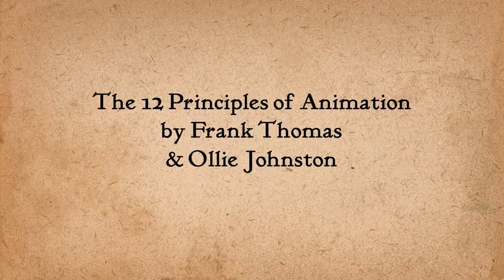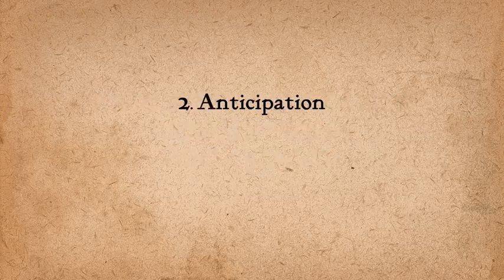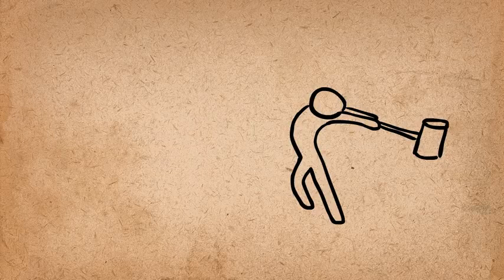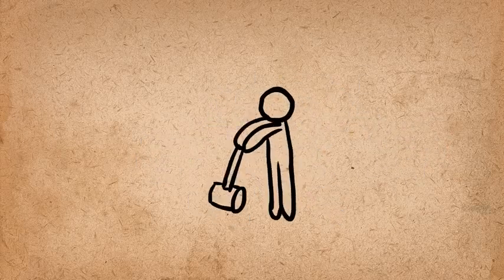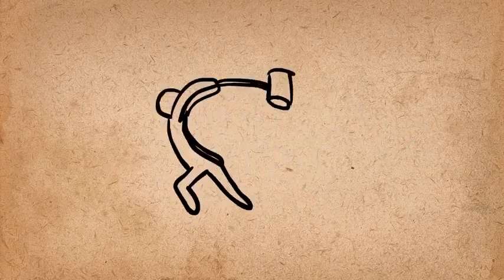Alright, the second principle of animation is called anticipation. This is when a character prepares for an action to give the audience a clue as to what is happening next, as well as to make the action appear more realistic.